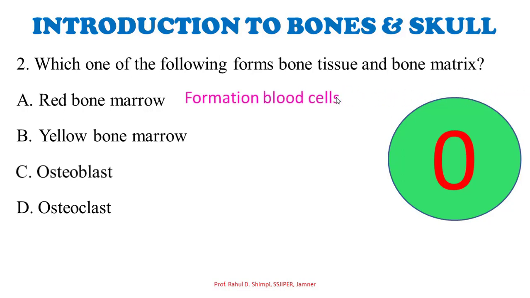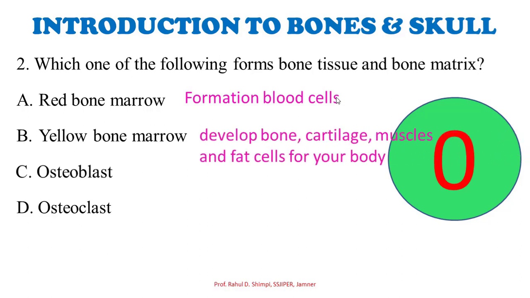So what are the other options for? For example, red bone marrow is responsible for the formation of blood cells. Yellow bone marrow is helpful in the development of bone, cartilage, muscle and fat cells for your body. While the osteoclasts are responsible for the destruction of bone tissue and bone matrix, resulting in resorption of bones.